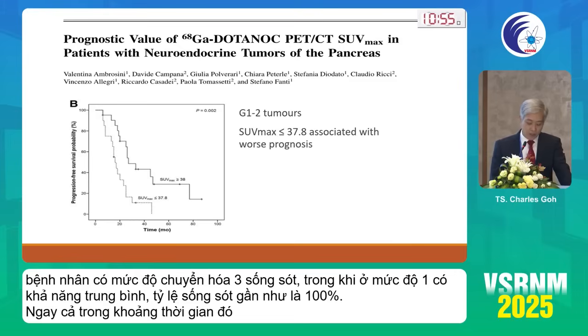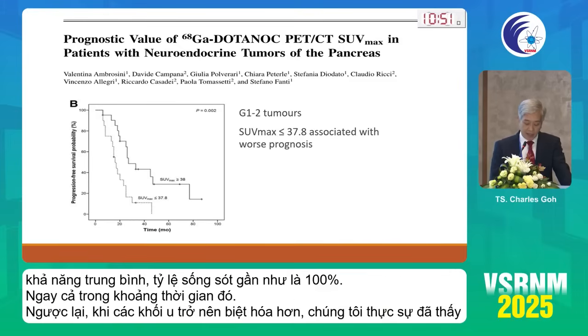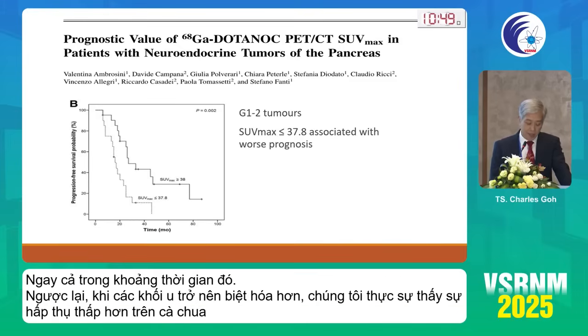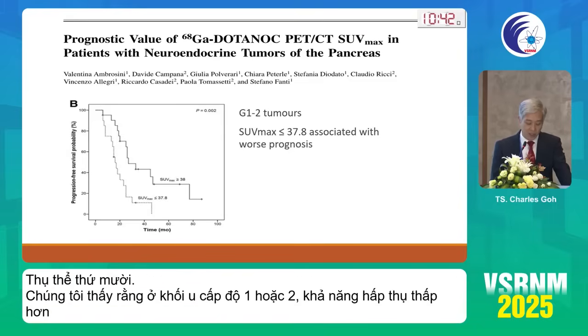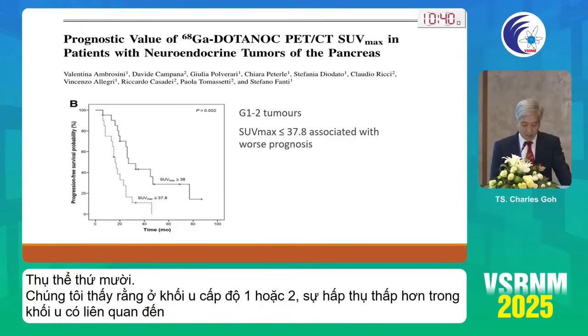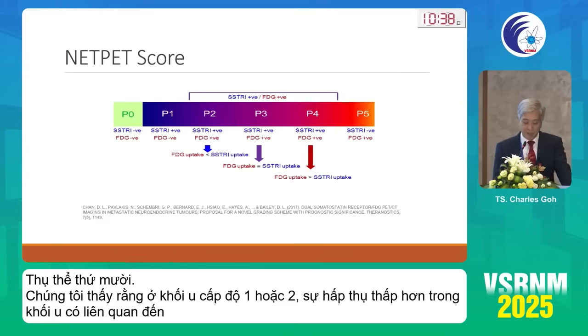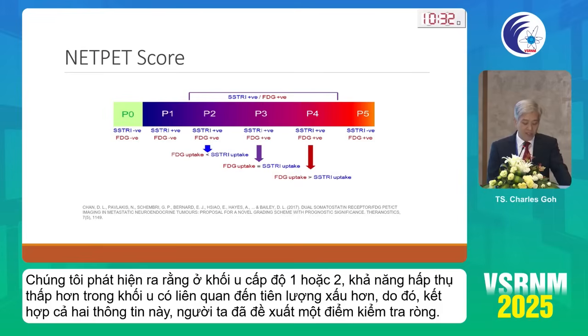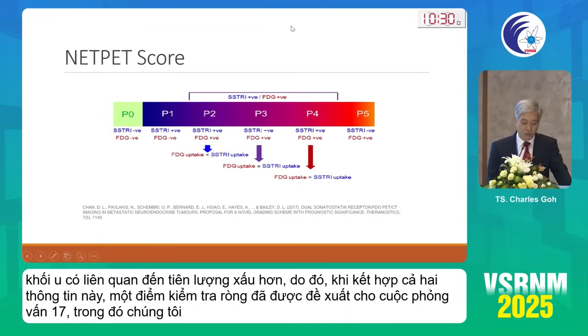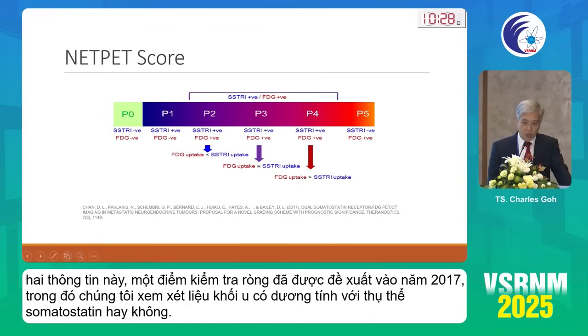Conversely, as the tumors become more dedifferentiated, they actually show lower uptake on somatostatin receptor PET. It was found that in grade 1 or 2 tumors, a lower uptake within the tumor was associated with a worse prognosis. And so combining both of these pieces of information, a NETPET score was proposed back in 2017, where we consider whether the tumor is positive on somatostatin receptor imaging or on FDG or both.